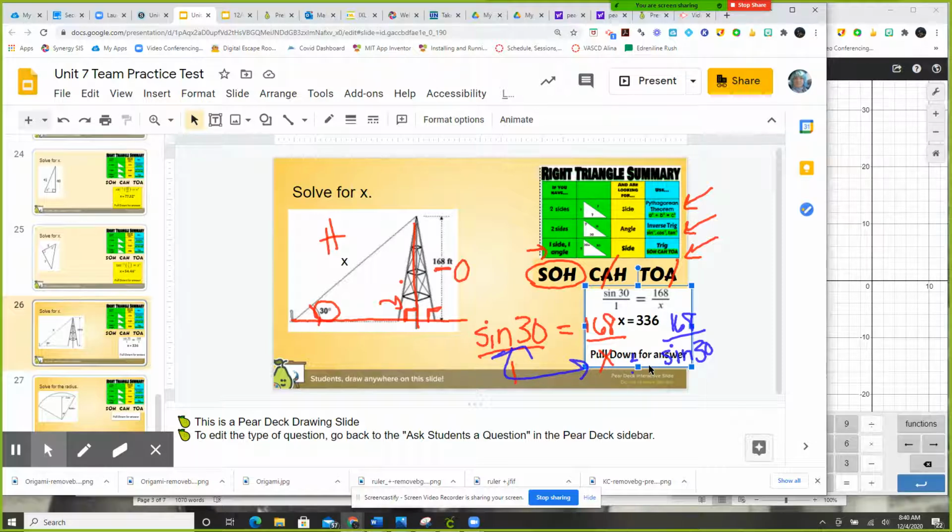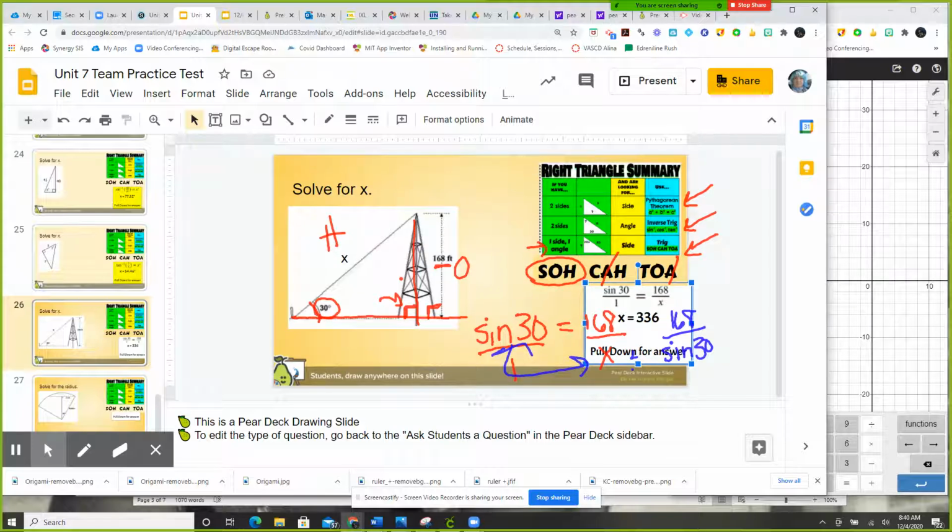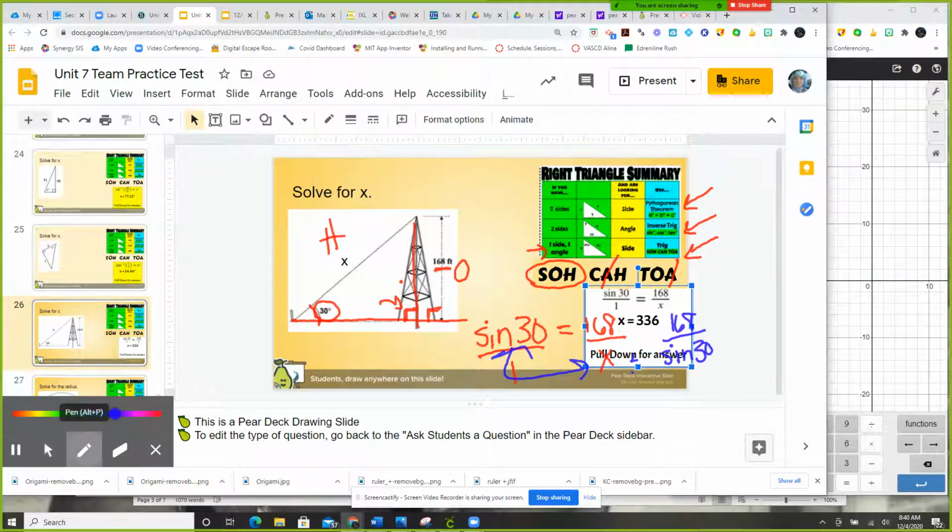I know it should be bigger than 168. Can somebody confirm that what I got was right? 336? Yeah? 336. Awesome. I think this is the last question.